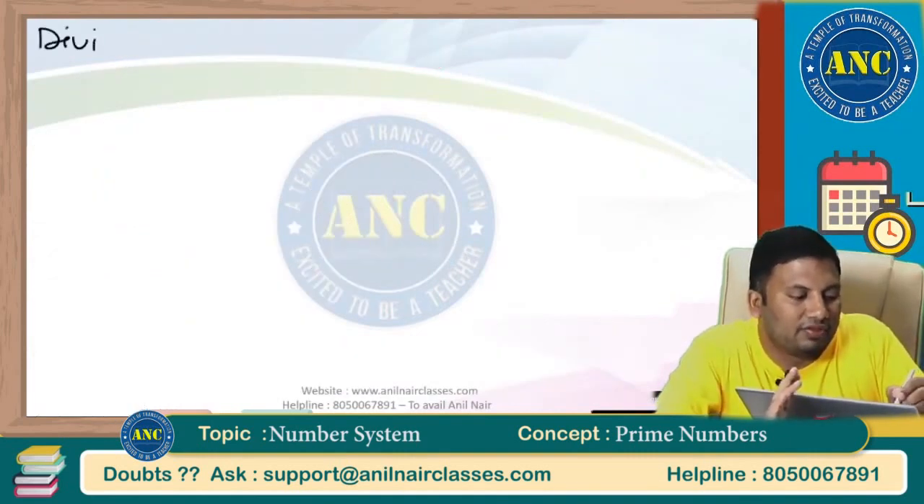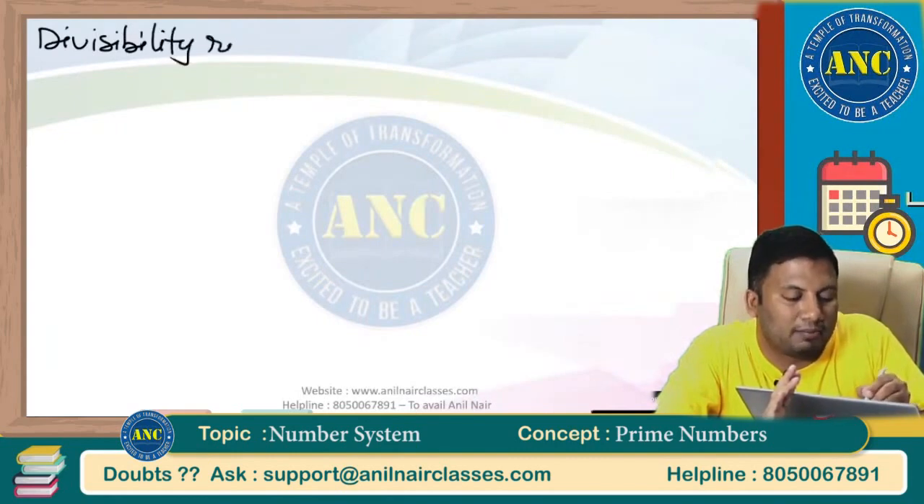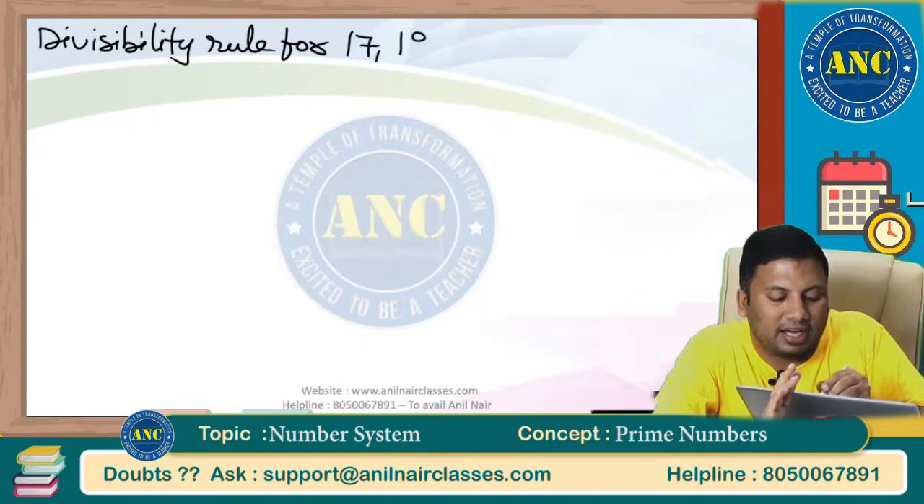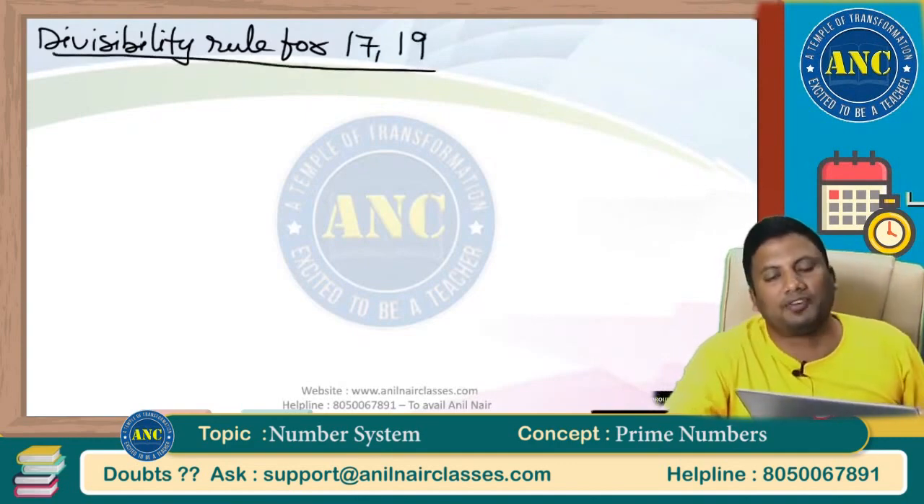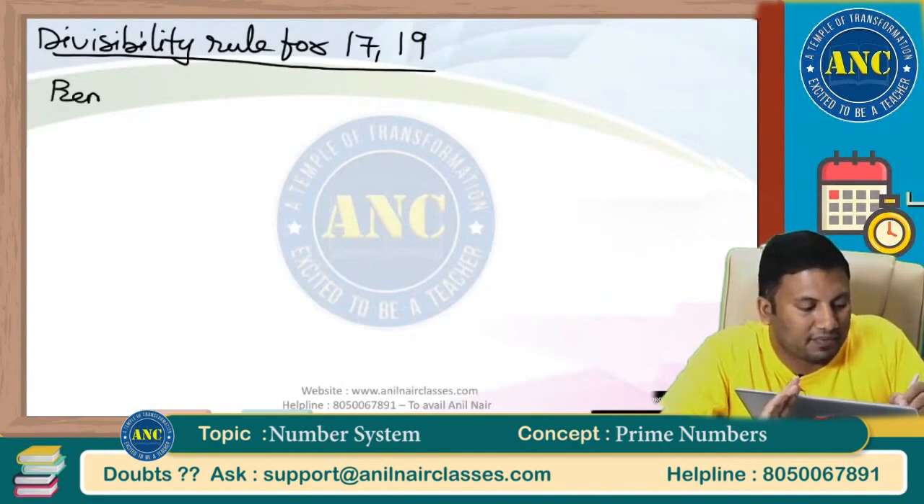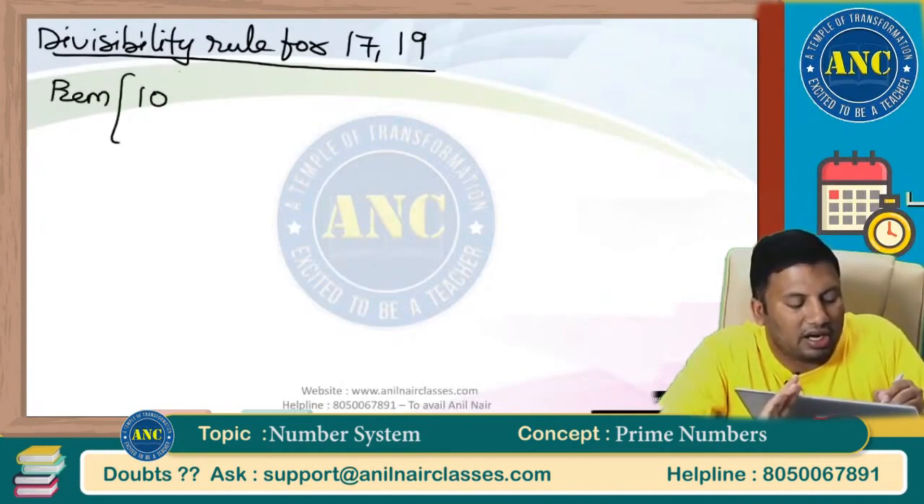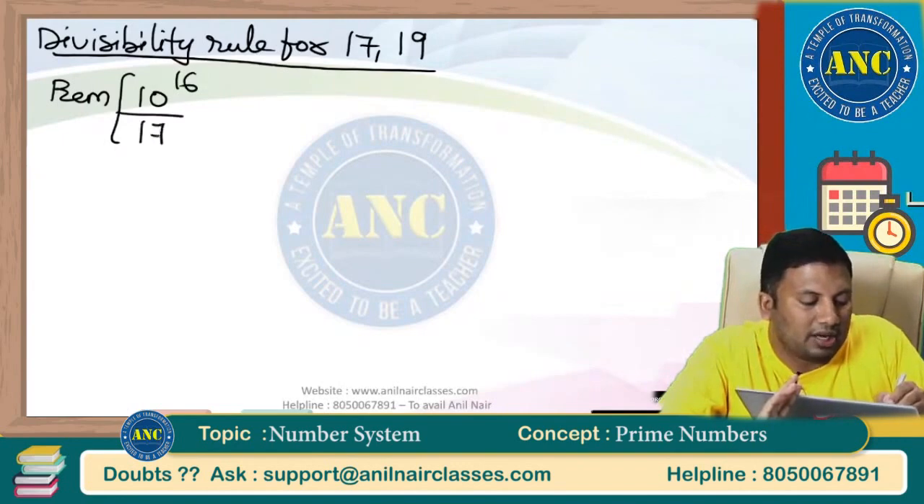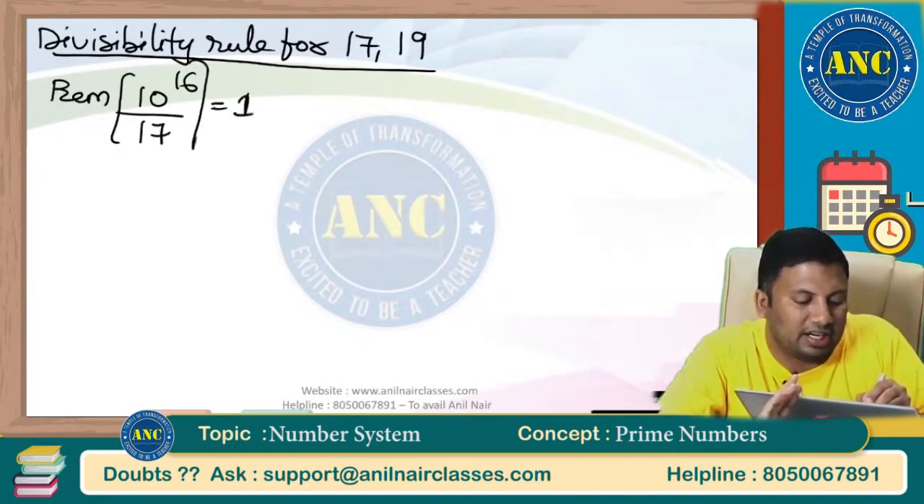Divisibility rule for any prime number, then we will discuss the divisibility rule for 17 and 19. Now, according to Fermat's theorem, 10 power 16 divided by 17 is 1.